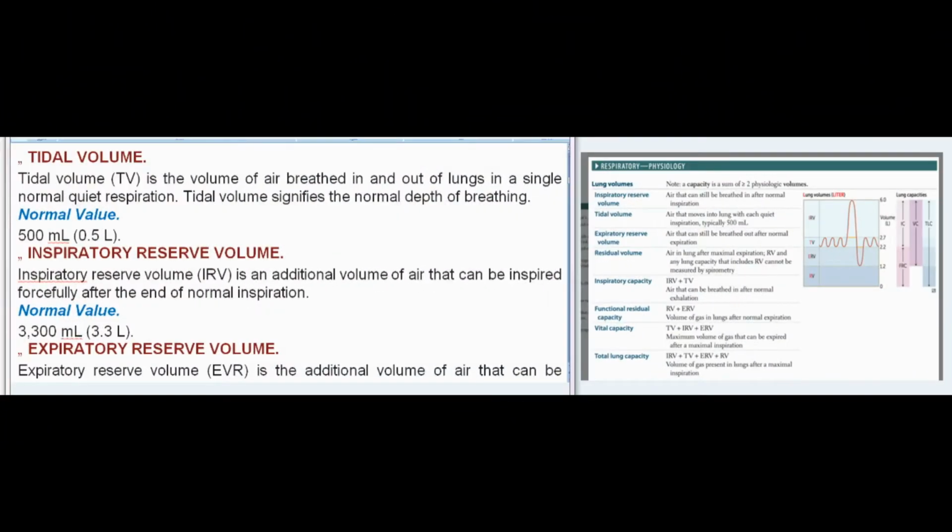Tidal volume. Tidal volume, TV, is the volume of air breathed in and out of lungs in a single normal quiet respiration. Tidal volume signifies the normal depth of breathing. Normal value: 500 ml, 0.5 L. Inspiratory reserve volume. Inspiratory reserve volume, IRV, is an additional volume of air that can be inspired forcefully after the end of normal inspiration. Normal value: 3,300 ml, 3.3 L.